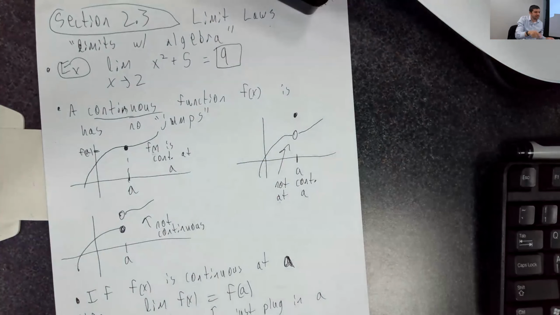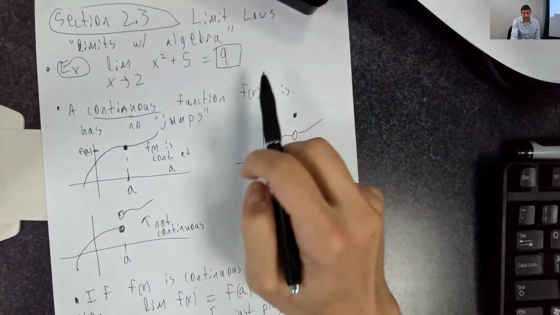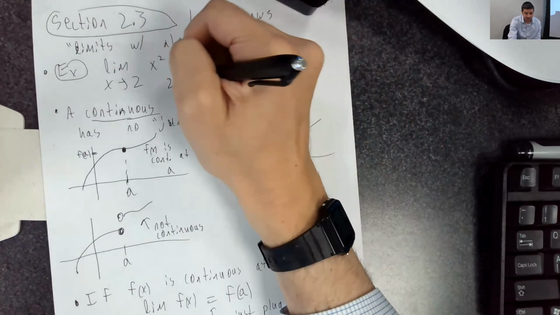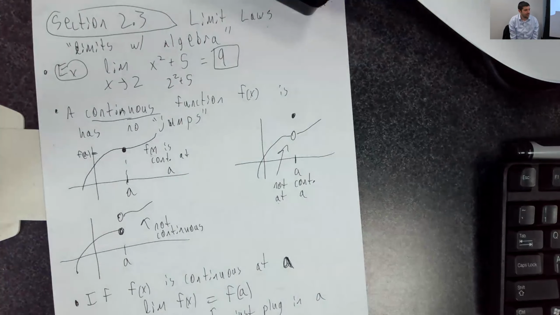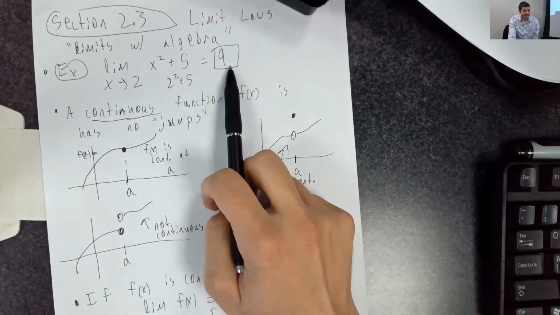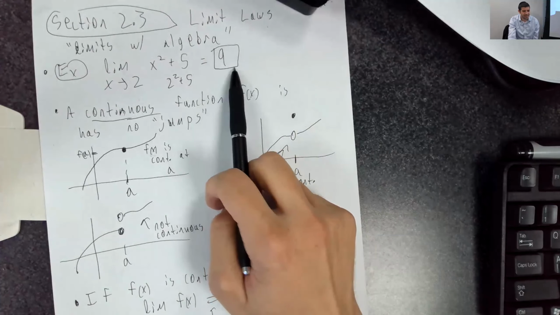What was your name? Matthew T. Like Matthew's saying, you just plug in 2. This is just 2 squared plus 5. It's continuous. I don't have to do left and right because that's what a continuous function does for me. Normally I have to do left and right, but I skip all that. How does that sound? We like continuous. Yeah. Continuous is good.